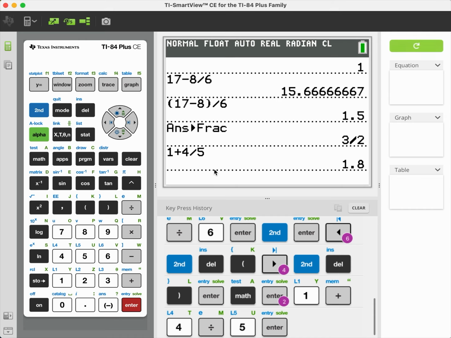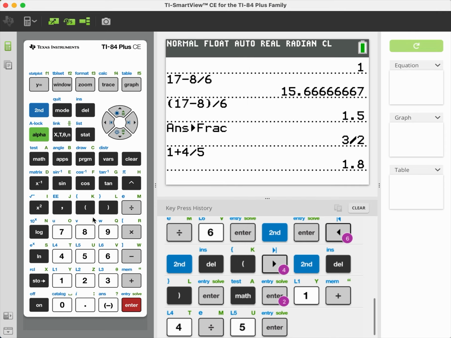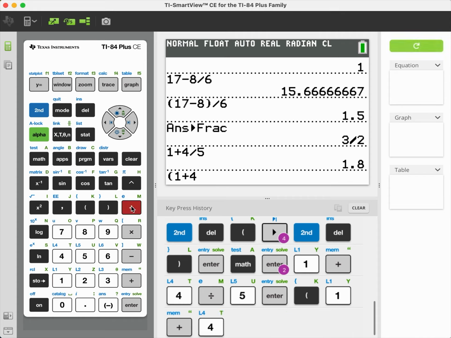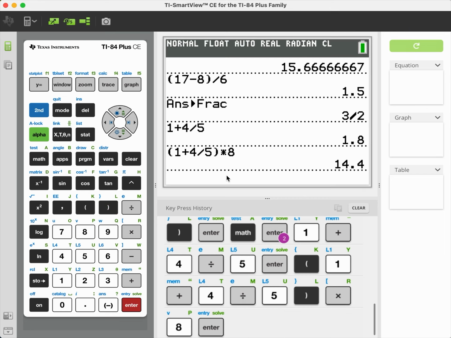If you want the 1 and 4/5 multiplied to something else, then guess what? You must use parentheses. 1 plus 4 divided by 5, end parenthesis, then times 8, enter. 14.4. That makes sense. 1 and almost 2, one more. 1 plus 1 is almost 2. So 2 times 8 would be close to 16. So this expression comes out to be 14.4. That is correct.